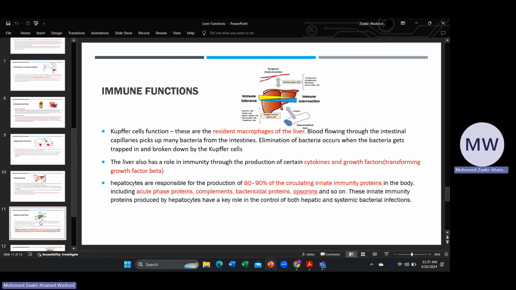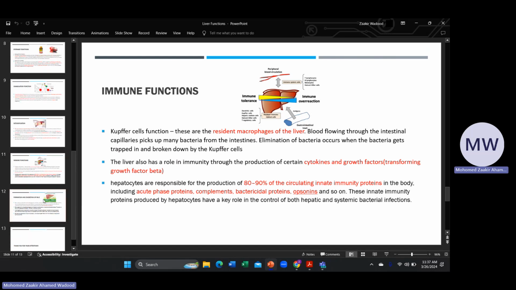And as we already mentioned, they also produce certain proteins like acute phase proteins that are part of the innate immune system, alongside complement proteins as well as certain bactericidal proteins and opsonins. They also have quite an important role in the hepatic and systemic defense against bacterial infections.